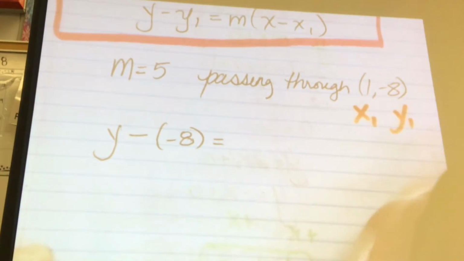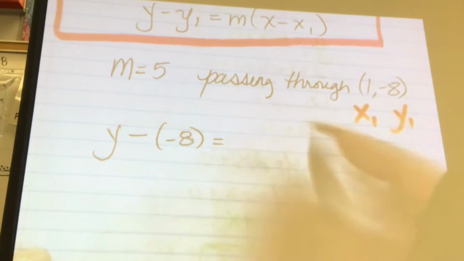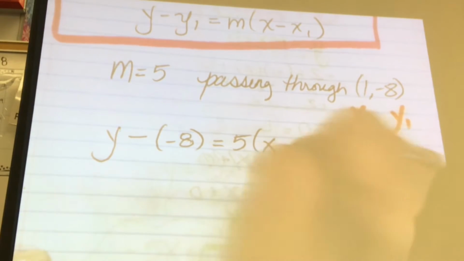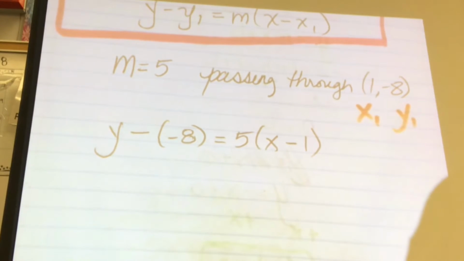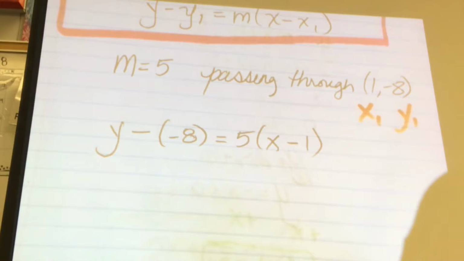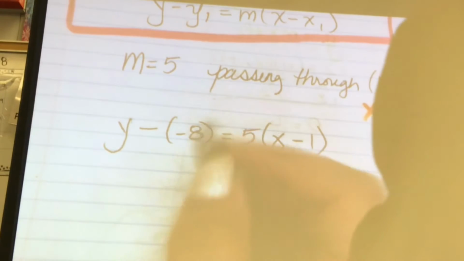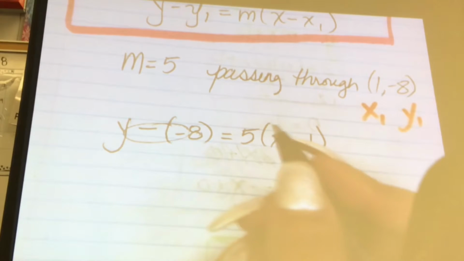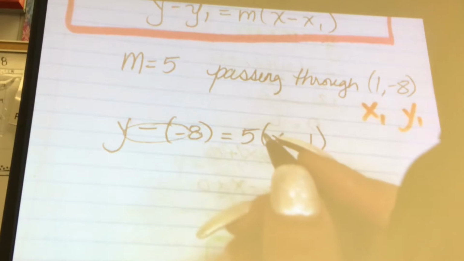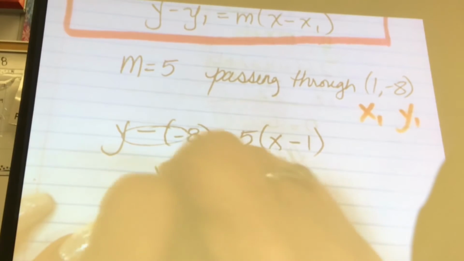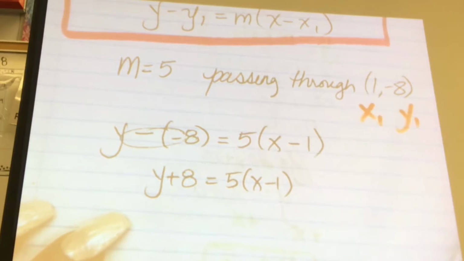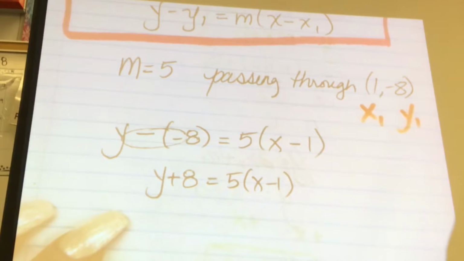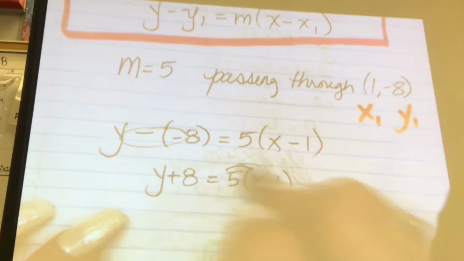Equals, what's my slope, Moses? Thank you. 5. And then x minus, what's my x1, Stephen? 1. Watch. JJ. Watch. What's negative and negative? What's going to happen with the minus minus? JJ. Yep. You get y plus 8 equals 5 times x minus 1. Mr. Riad, you're tripping. This doesn't look anything like what we did. Watch. Just watch.